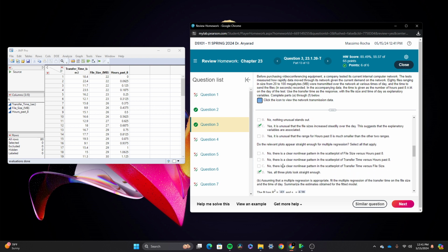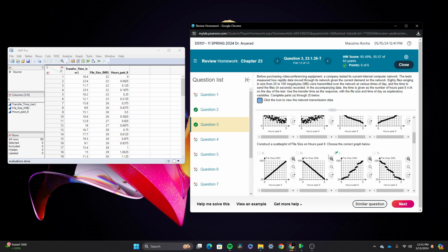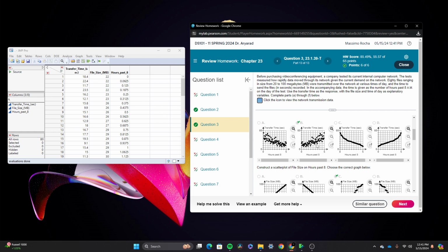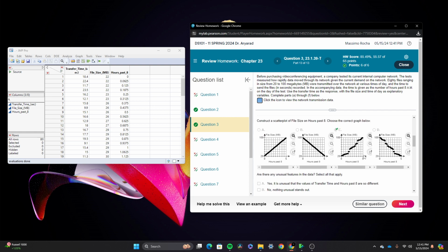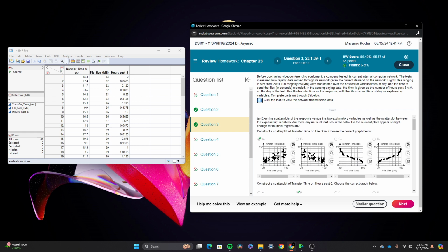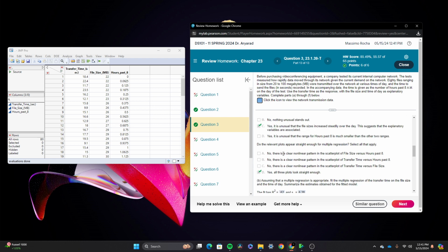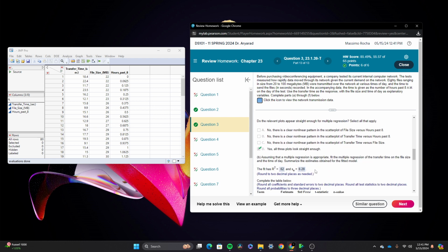And if we go to this one, do the relevant plots appear straight enough for the multiple regression? All these do seem linear. If you look at the dots, they're all close enough that it's not too spread out. Linear here, and then linear here. So yes, all three plots look straight enough.